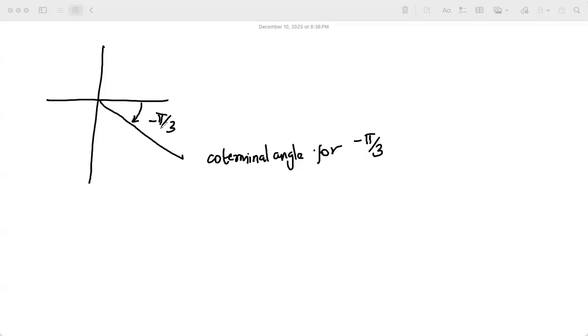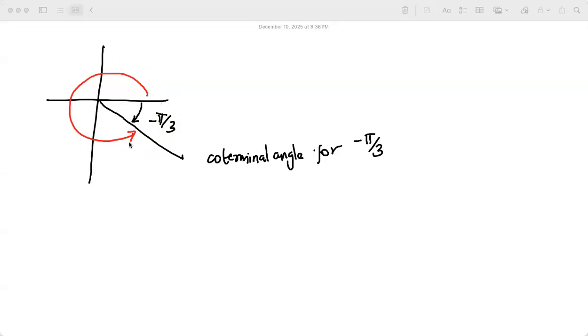A coterminal angle can be obtained either by adding or subtracting 2 pi's. Meaning, coterminal angle in the sense either I can come like this, or I can go like this and come on another round. That is also a coterminal angle. Does it make sense?